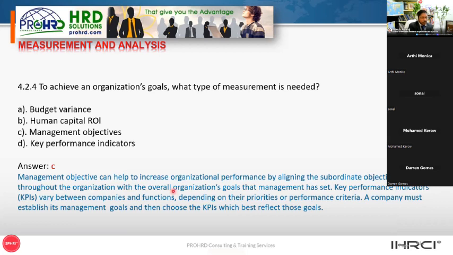Management by objectives, MBO, we call it, can help to increase organizational performance by aligning the subordinate objectives throughout the organization with the overall organization goals that management has already set. So KPIs vary between companies and functions depending on their priorities or performance criteria. A company must establish its management goals and then choose the KPIs which best reflect those goals. Okay.